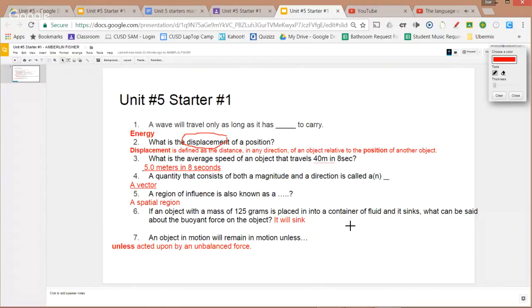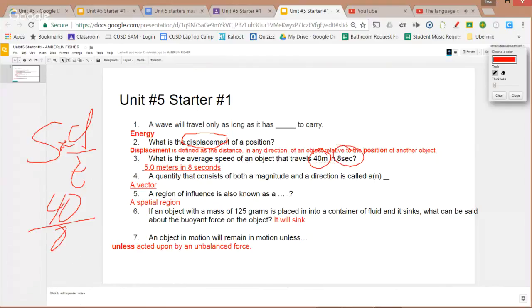Next, what's the average speed of an object that travels 40 meters in 8 seconds? So remember, you have to use the equation. And you have to memorize the equation? Yeah. No, it's up there. Right? So what's the equation for speed? Just by looking up at our equation board. Yeah, so speed is distance divided by time. So all you have to do is find your distance, 40 meters, and then divide it by the time, which is 8. So what's 40 divided by 8? 5. And then you add the units, meters per second. So your answer would be 5 meters per second.